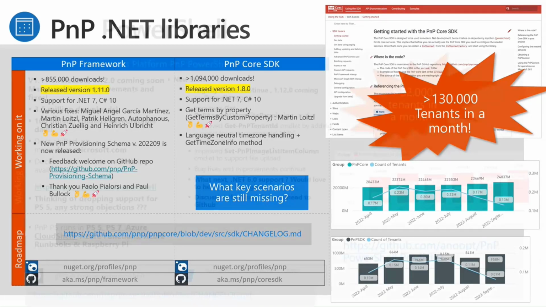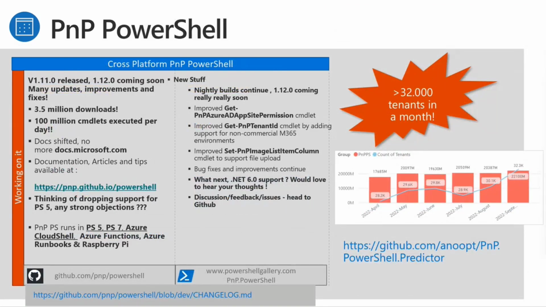Let's then move to PowerShell. Thank you all. I'll cover this. Version 1.11 was released. Version 1.12 is coming soon. 3.5 million downloads, everybody. That is awesome. 100 million commandlets executed per day. I feel like Dr. Evil has his finger up somewhere.